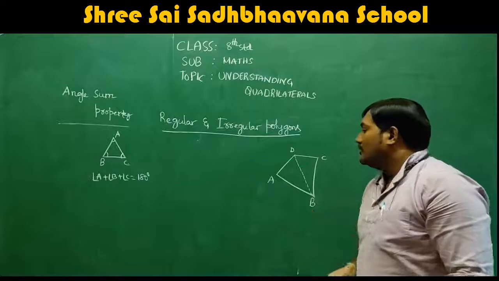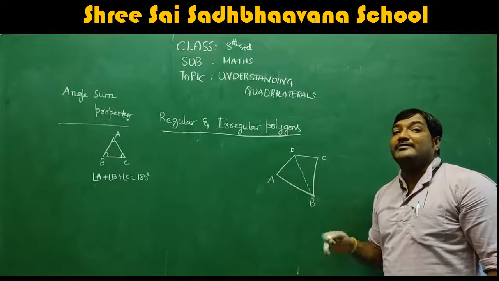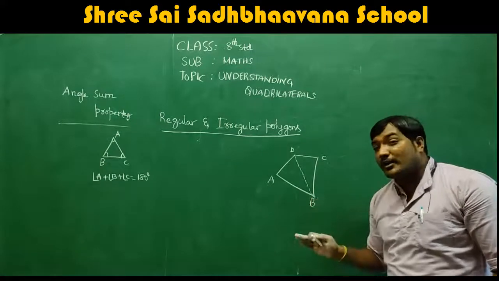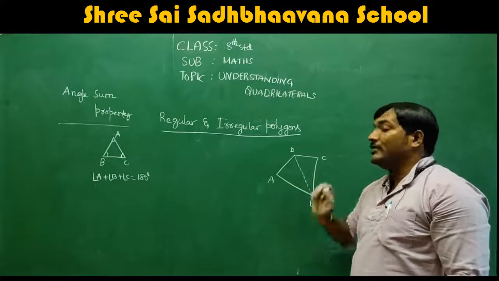Okay, so what I'm doing is dividing this quadrilateral into two different triangles. How can I divide? I'm just joining B and D. What is this BD called?